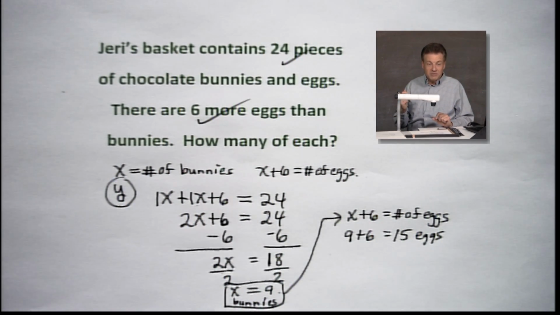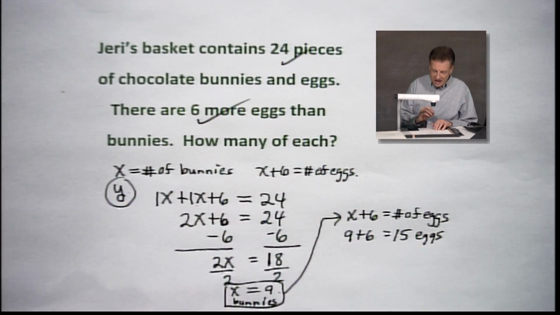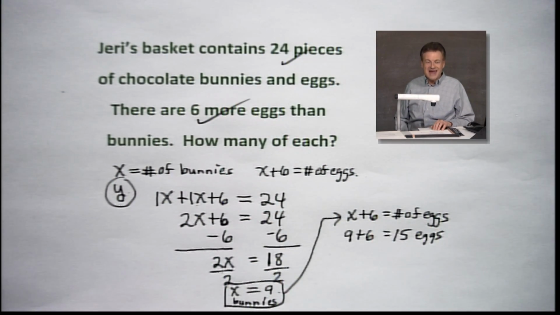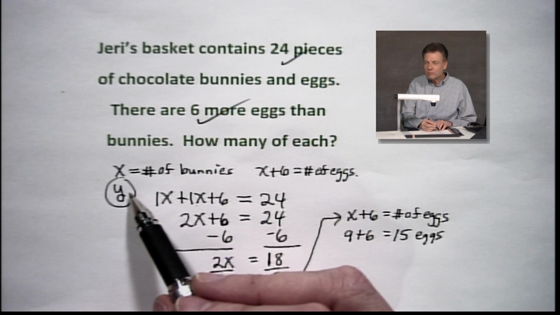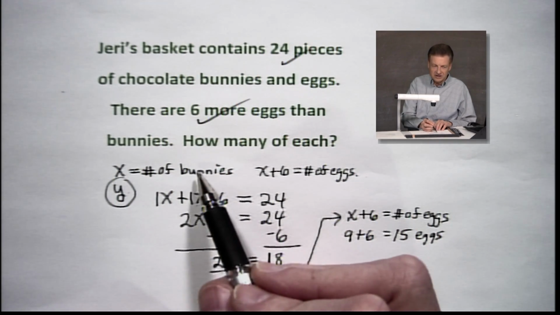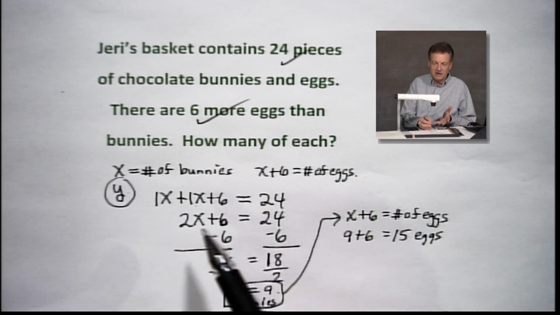Now, some of you notice I put that circle around the y over there. In fact, all of you probably did. I hope you did. You said, well, what are we going to do with that? Let's say that was also going to be our number of eggs. How would we represent that? We would have said y equals x plus 6. And you know what? Eventually, we would have the same thing.